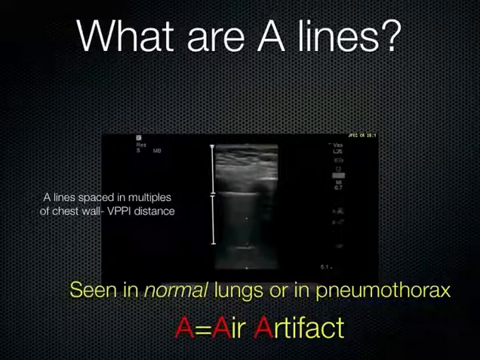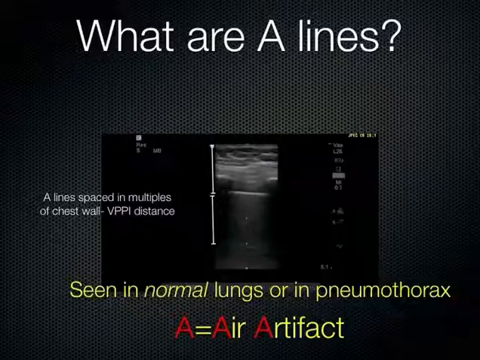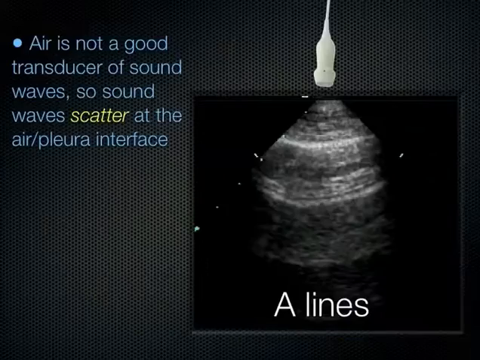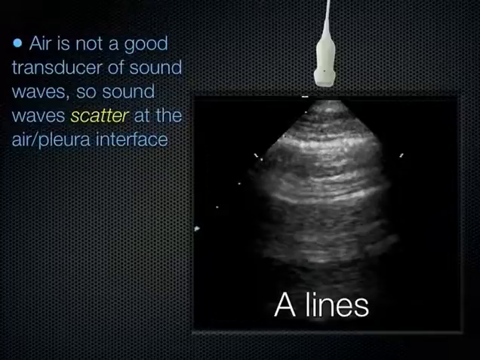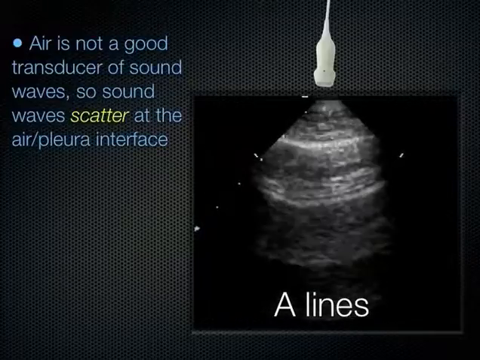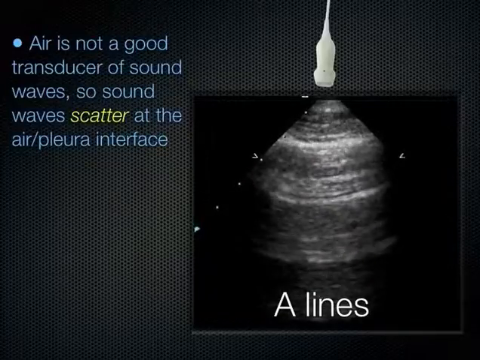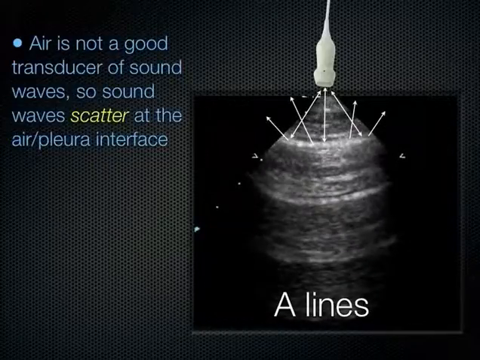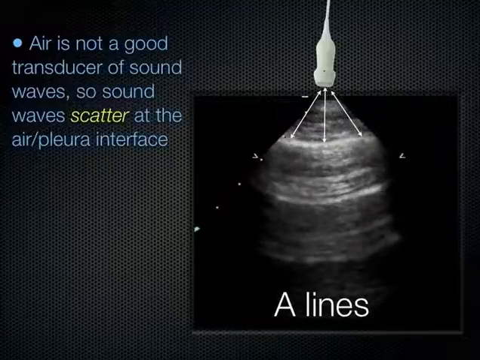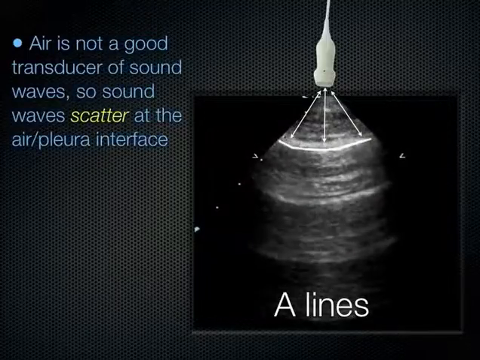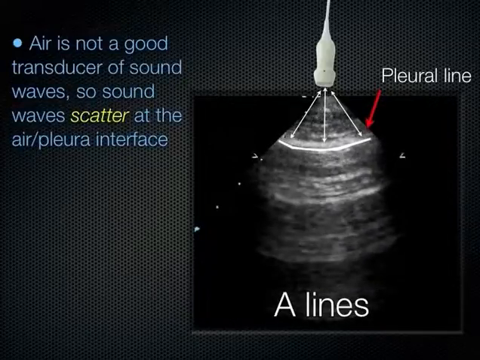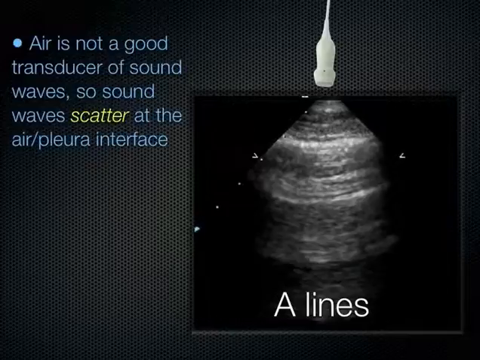Another example, just a reminder, air is just not a good transducer of sound. The sound will reach that pleural line there, and most of it will scatter back. But the ones that do reach back to the probe in an organized fashion will create an image, and that's the pleural line. However, some of those sound waves reach the pleural line, and they get stuck in the pleural line, and they reverberate, and they reach back to the probe later, and it ends up interpreting that as lines that are lower.